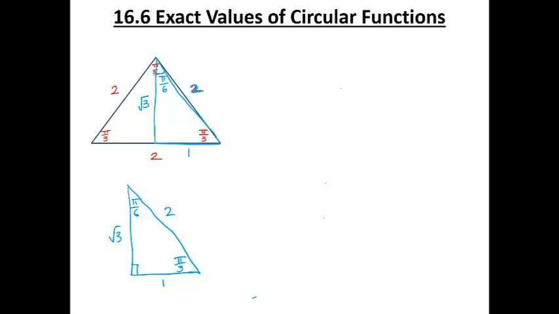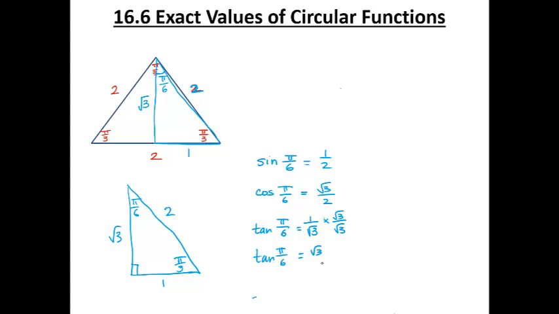Okay, we can work out some exact values of sine, cos, and tan. So let's start with this angle here, pi over 6. The sine of pi over 6 is going to be equal to the opposite over the hypotenuse, or a half, 1 over 2. The cos of pi over 6 is going to be equal to the adjacent, which is root 3, over the hypotenuse, so root 3 over 2. And the tan of pi over 6 is going to be equal to the opposite over the adjacent, 1 over root 3. Okay, we often will rationalize this, so multiplying the top and the bottom by root 3 over root 3, we get that the tan of pi over 6 is equal to root 3 over 3.